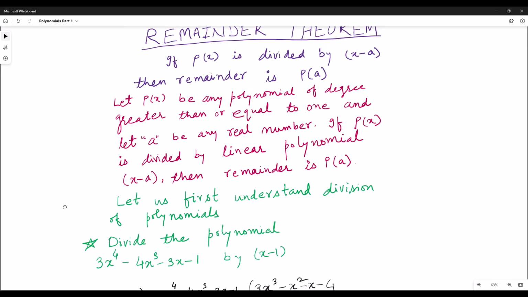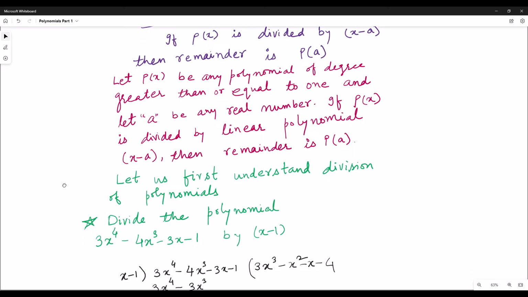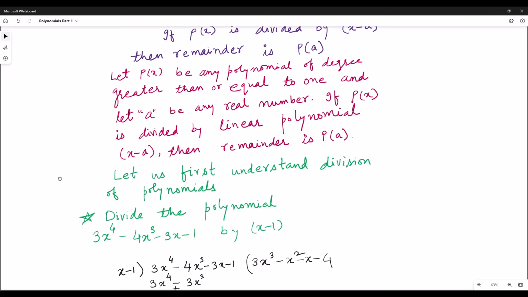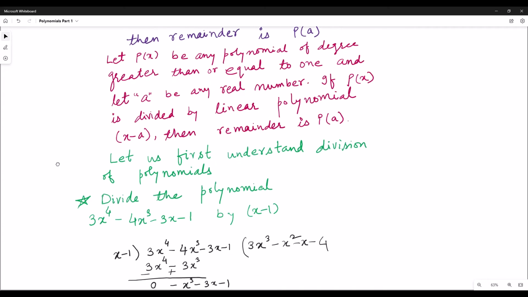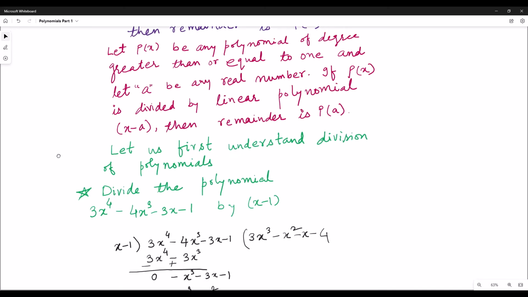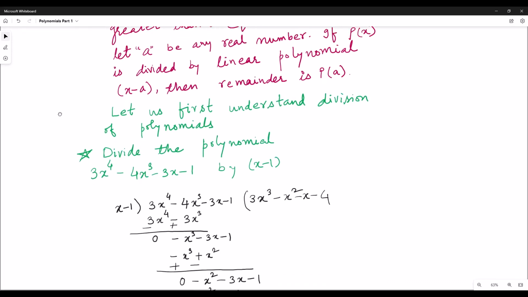So in exam, if you have to write the definition of remainder theorem, you have to write it in complete form. That is, let p(x) be any polynomial of degree greater than or equal to 1, and let a be any real number. So polynomial p(x) has to be greater than or equal to 1. Degree has to be greater than or equal to 1. If p(x) is divided by linear polynomial x minus a, then remainder is p(a).